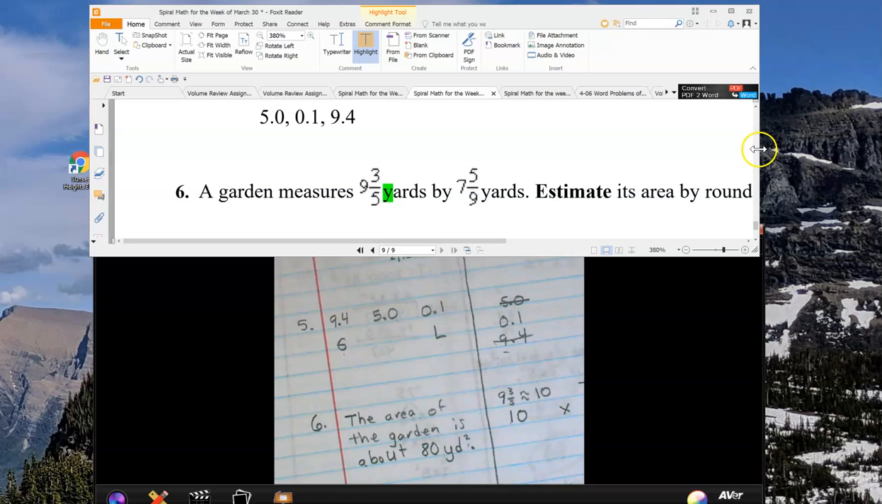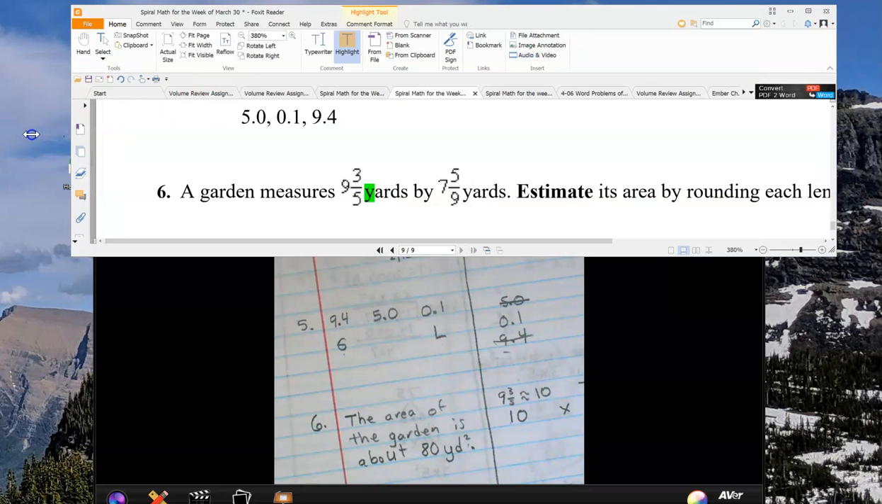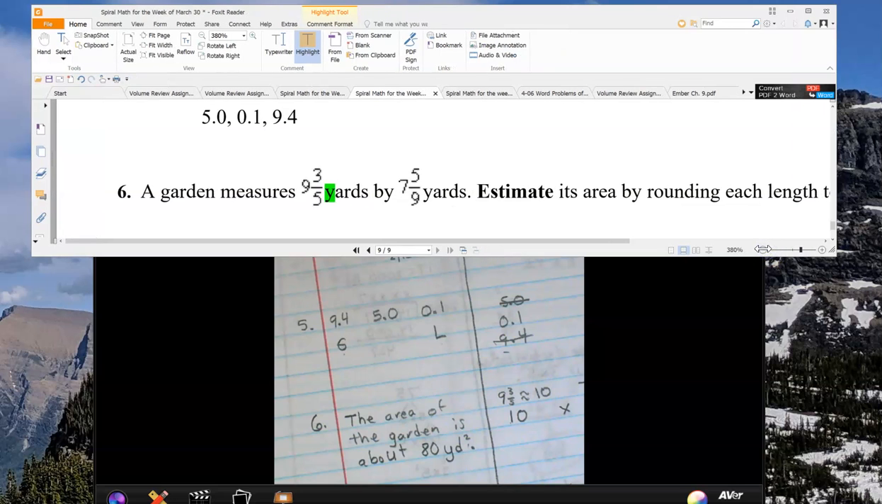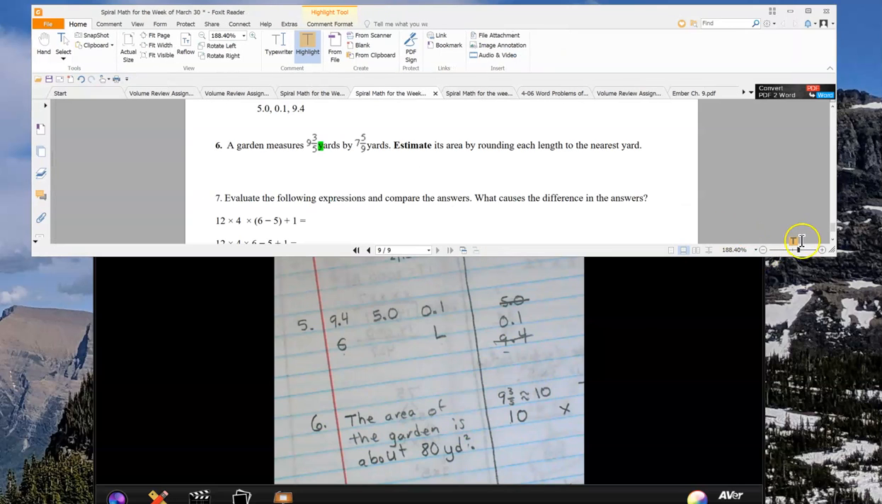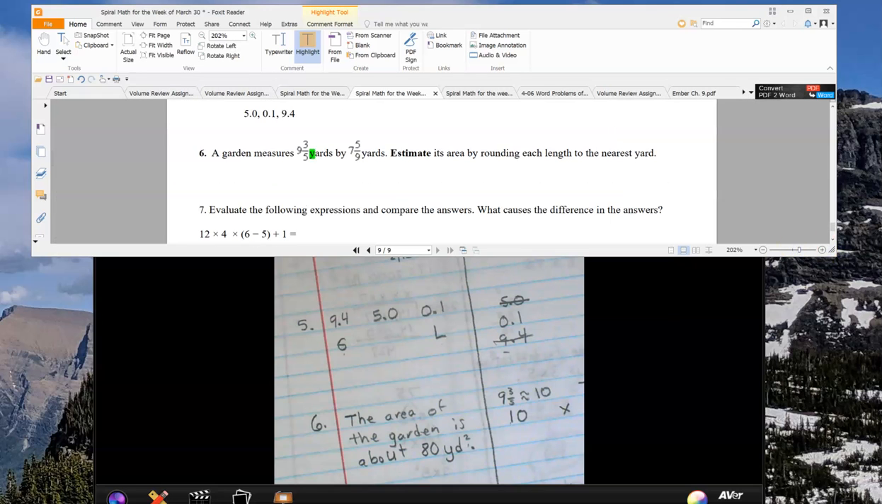I'm going to move this out just a little bit so you can see. And move out one more here. There's a little more. All right.